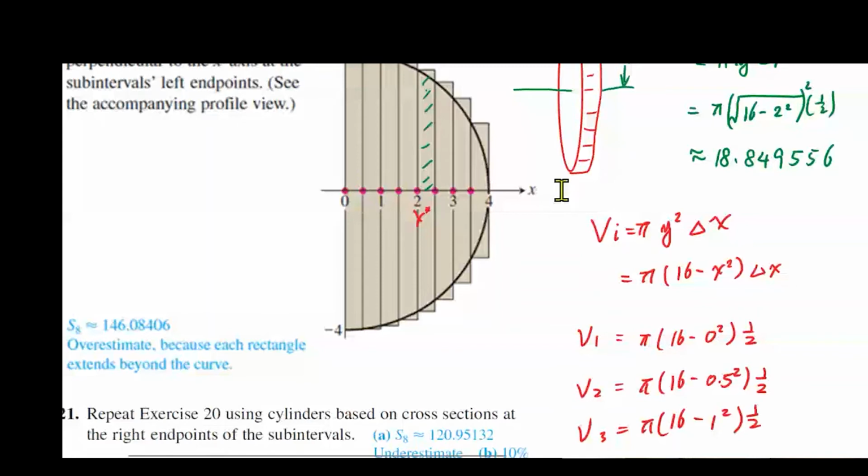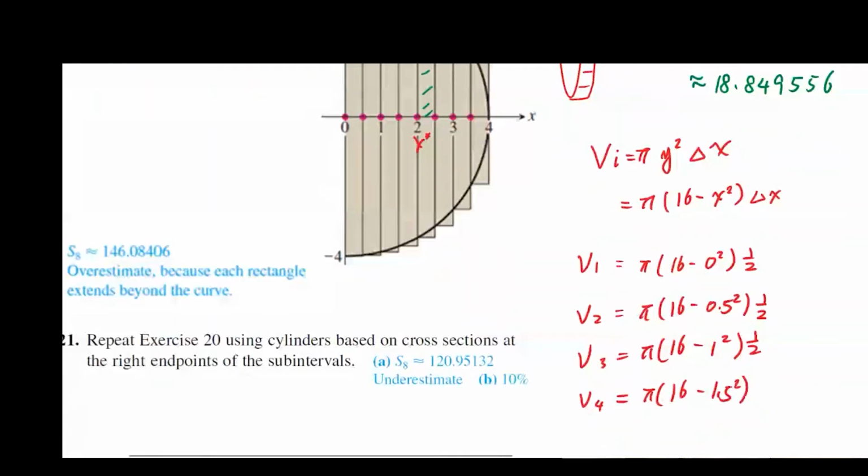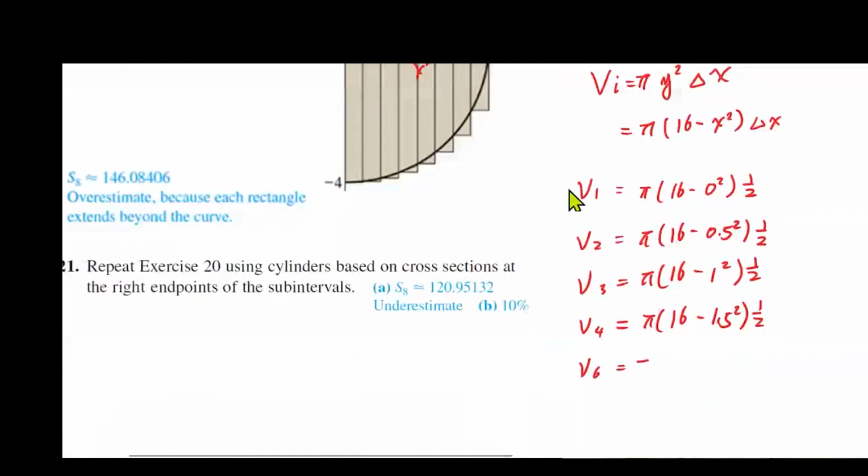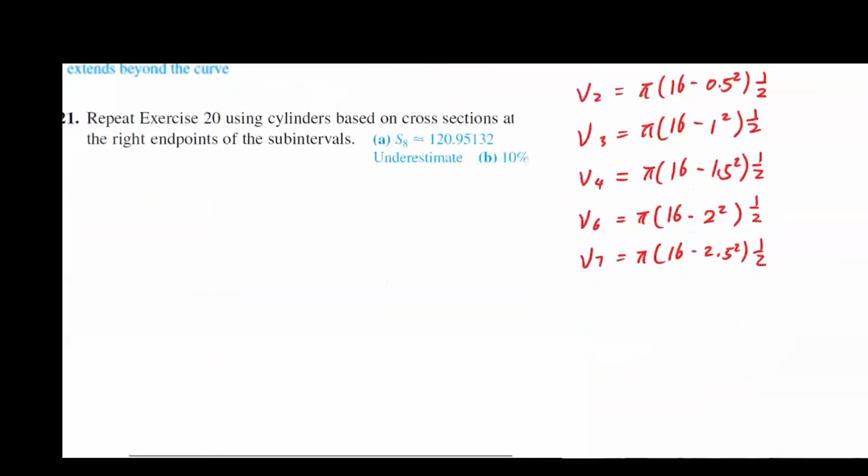You with me? Okay. V4 is pi times (16 minus 1.5 squared) times 1/2. V6 is pi times (16 minus 2 squared). Oh, we did this one. And V7, which is pi times 16 minus... Do you know where I'm getting these numbers, right? The x value. And finally, V8 is pi times (16 minus 3 squared). Wait, we're on 8 already?